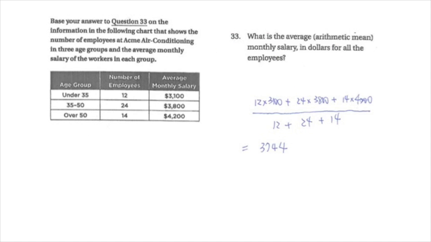Question 33, we're asked to find the average monthly salary of all the employees. So the total is 12 times 3,100 plus 24 times 3,800 plus 14 times 4,200. And to find the average, we need to divide that by the number of employees, which is 12 plus 24 plus 14, and that gives us 3,744.